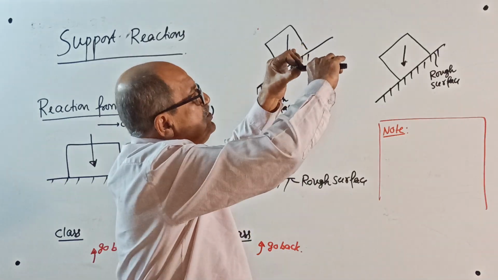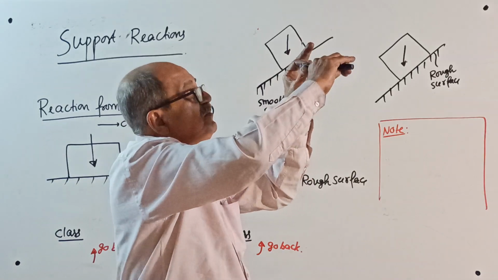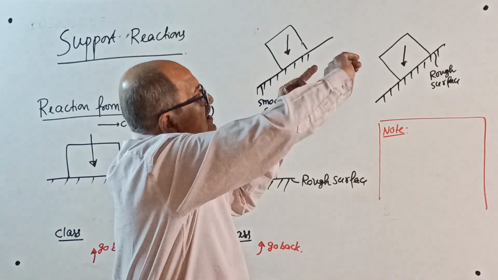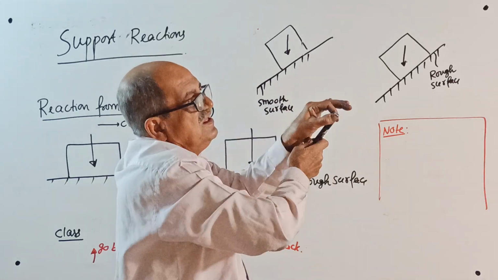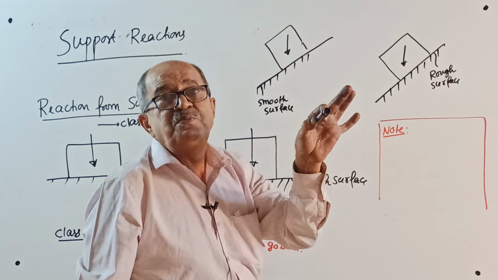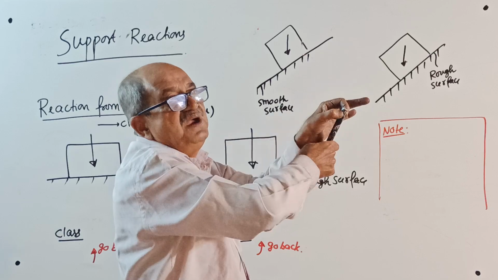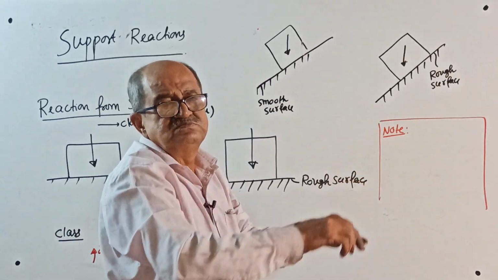Or I will push this way. Still you can see the reaction is there. But if you try to rotate, see, these two fingers you hold this way. This is called a hinged or pinned connection. See, no reaction because displacement is allowed.